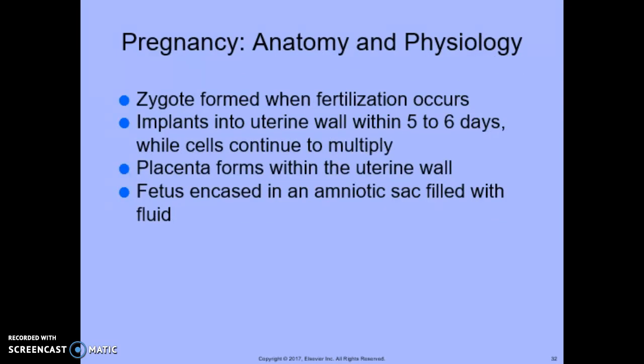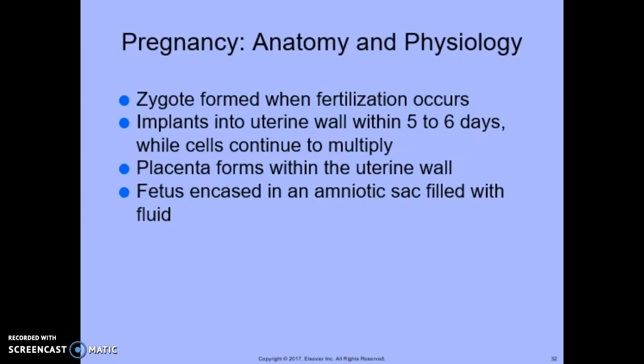So let's talk about the anatomy and physiology of pregnancy. Zygotes form when fertilization occurs. It implants into the uterine wall within 5 to 6 days while cells continue to multiply. The placenta forms within the uterine wall and the fetus is encased in the amniotic sac filled with fluid.